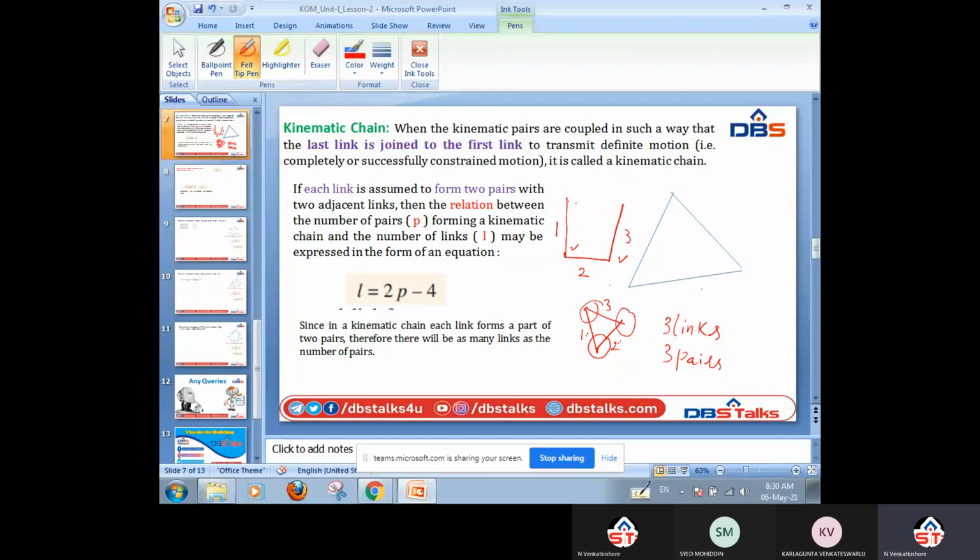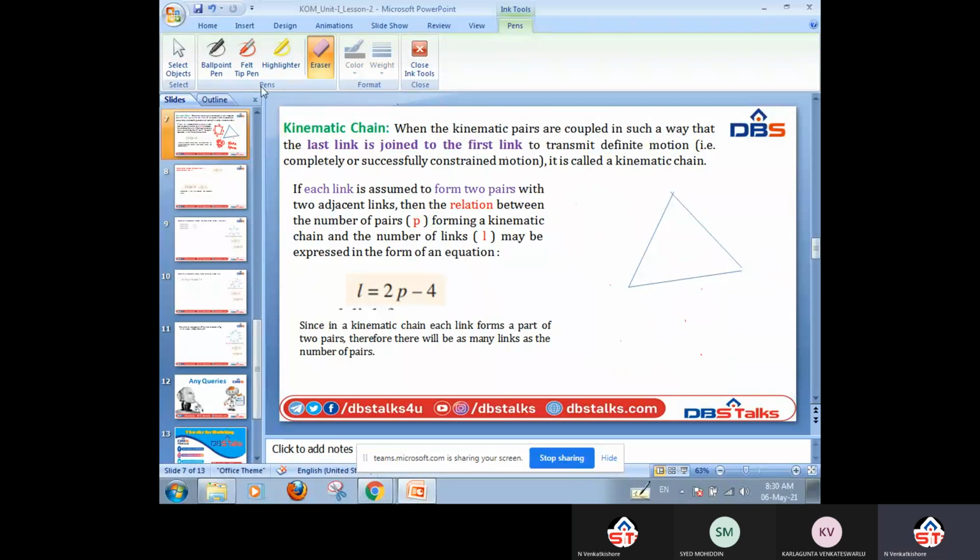Chain means the first link and the last link. These two are connected. This is the first link. This is the last link. These two are to be connected by maybe a fourth link. So this is called as a kinematic chain. So the kinematic chain means the first link and the last link are to be connected. Then see here, this is called a kinematic chain.